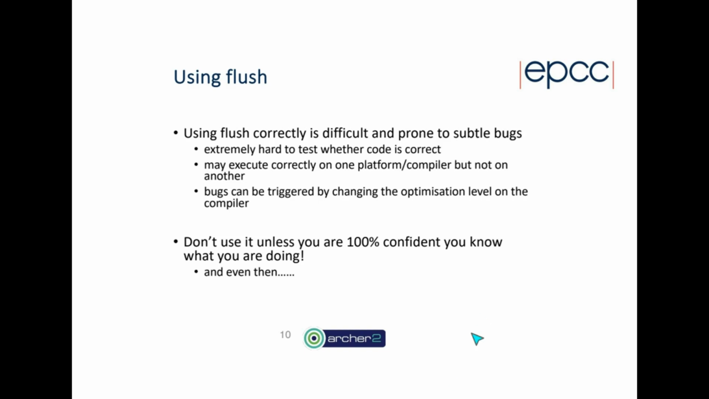So I hope I'm going to convince you not to do this kind of thing. Using flush correctly is really difficult. It's prone to subtle bugs. It's extremely hard to test whether your code is correct, because it might execute correctly on one platform or one compiler, but not on another. And this is the sort of bug that can be triggered by changing the optimization level on the compiler.